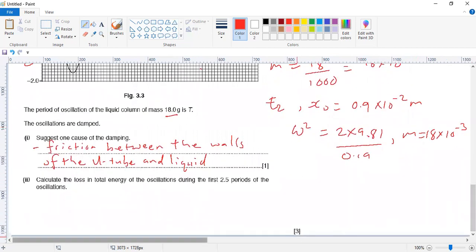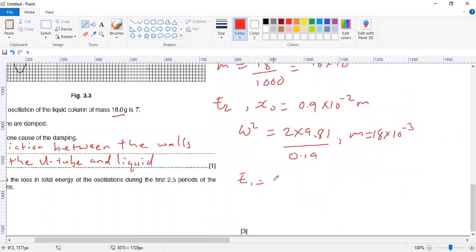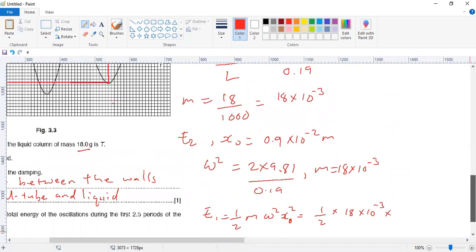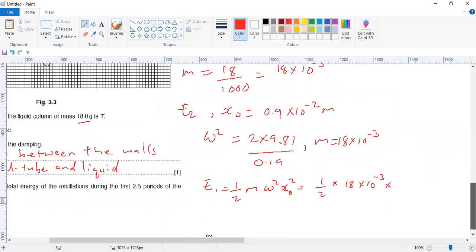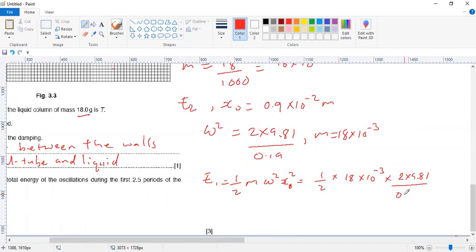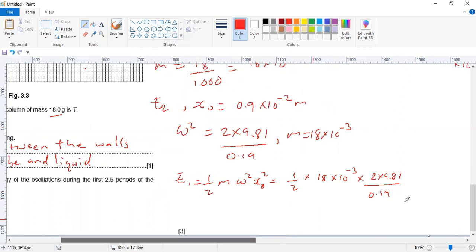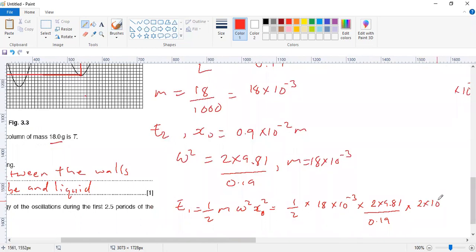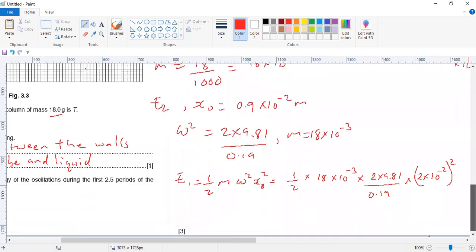So now how do we calculate this? E1 is equal to half m omega squared x naught squared, which is half times 18 times 10 to the power minus 3 for the mass, times omega squared, 2 times 9.81 over 0.19, times x naught, 2 times 10 to the minus 2, squared.